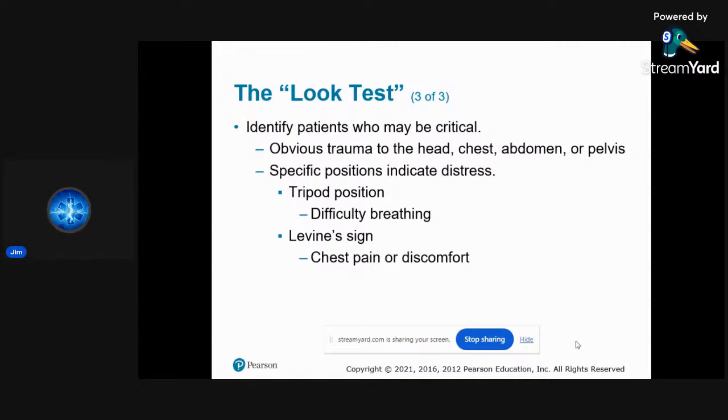Obvious trauma to the head, neck, pelvis, or abdomen. Certain positions like the tripod. We all know what the tripod is. That's where they're leaning forward with their hands on their legs. That's a sign that there's obvious difficulty breathing. Or Levine's sign, where they're holding their chest with their palm or their fist in the middle of their chest. That's the Levine sign. And it's chest pain or discomfort. Could be a sign of something really serious, like an MI.